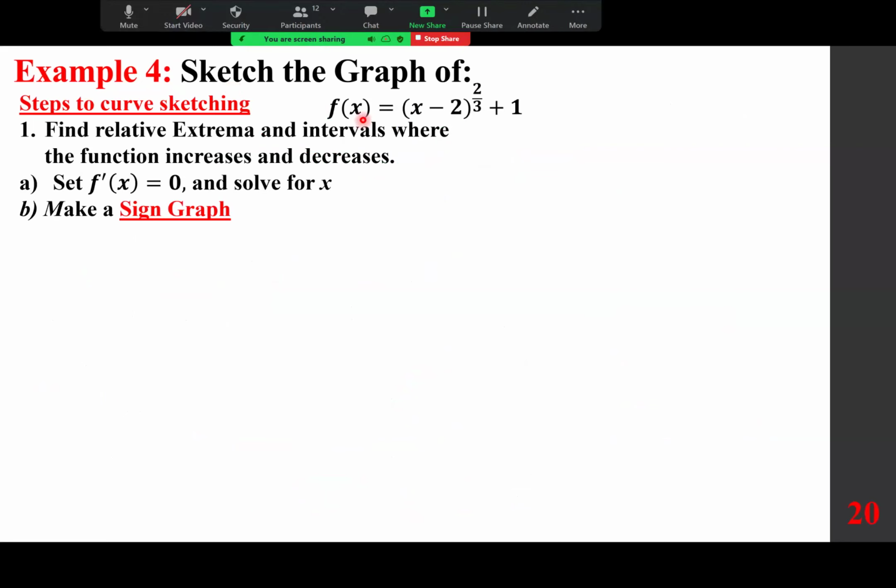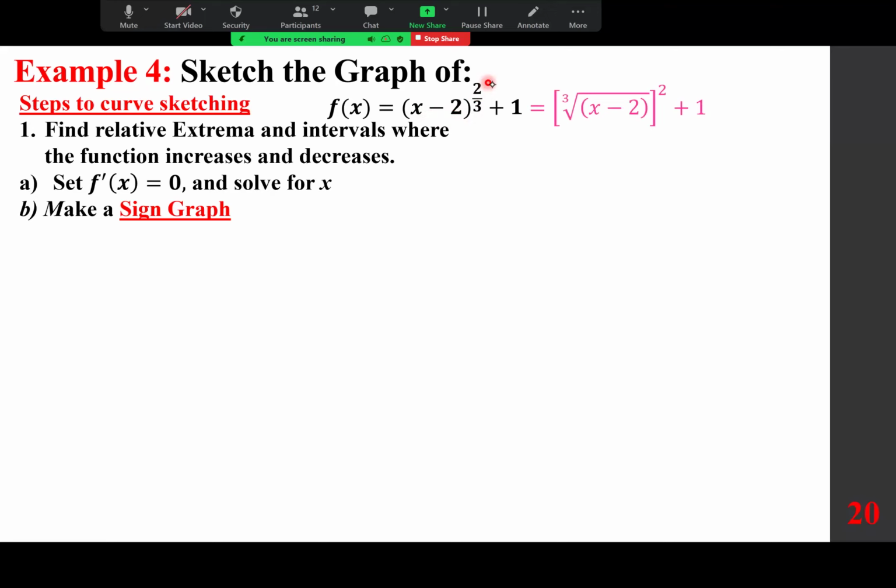We want to sketch the graph of f of x equals (x minus 2) to the power of 2/3 plus 1. And we're going to go through the process. First, I want to show you how to graph this using algebra, using pre-calculus, college algebra, you name it. I'm going to remind you that we did look at this function when we were dealing with the closed interval theorem. First and foremost, we're going to rewrite this as the cube root of (x minus 2) quantity squared plus 1. This is one way to write it.